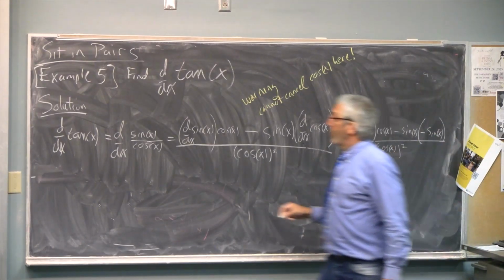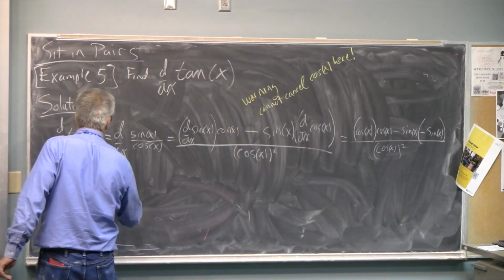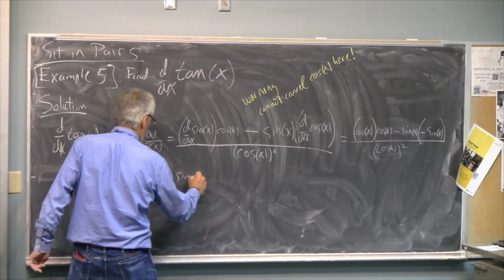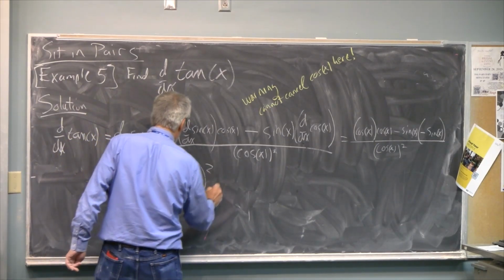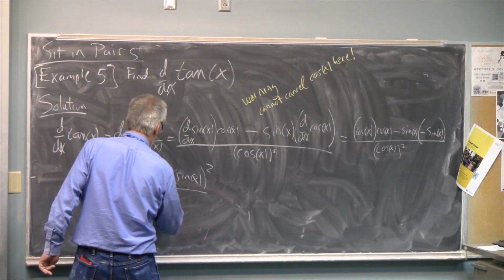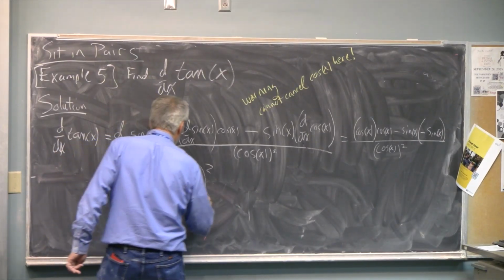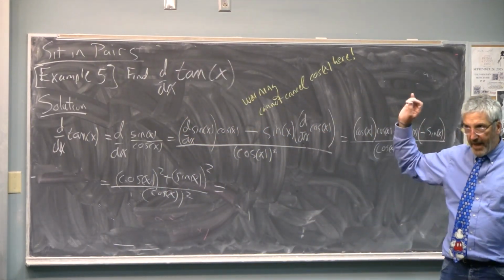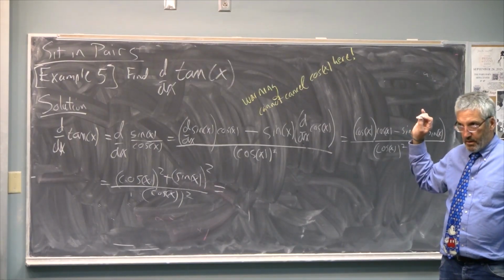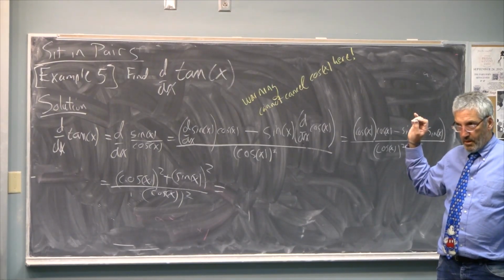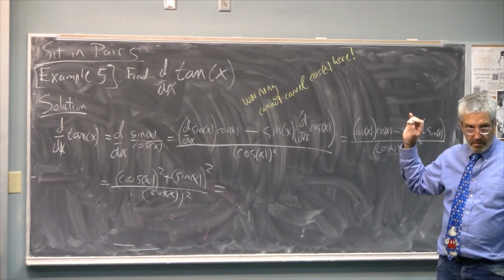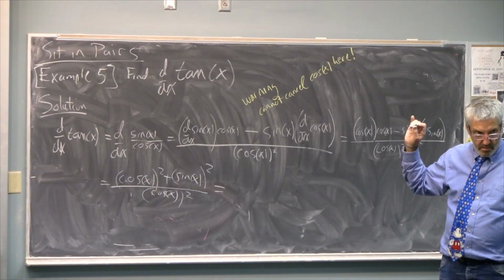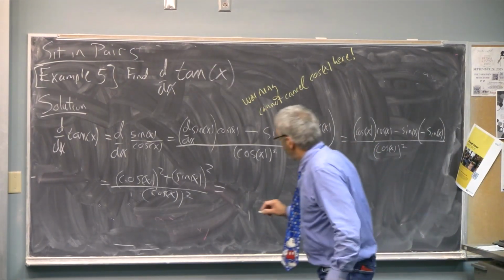So when I simplify, I always have to simplify. I get cos x squared plus sine x squared all over cos x squared. I can simplify that further. Who can tell me how that simplifies? You can write cosine squared over cosine squared plus sine squared over cosine squared. Okay, could do that. I'm gonna do that over here.